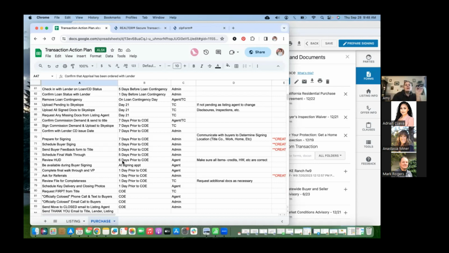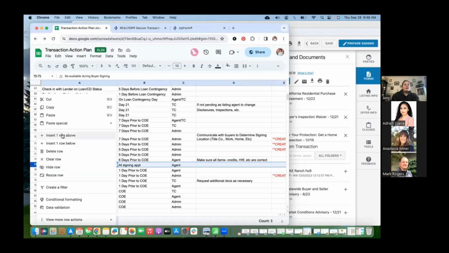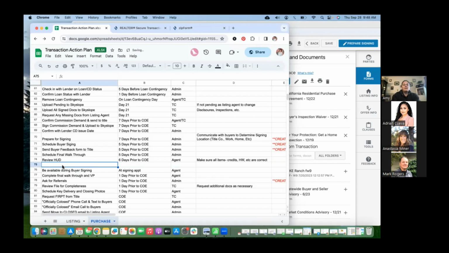Okay. This is also a good time to make sure that here we're going to insert one row above. Talk with buyers about final funds to close. Once we review that HUD and we get that estimated closing statement, we want to talk with the buyers about making sure that they know they need to get the final funds over to the title company in order to close escrow. We don't want to wait until the day that you're supposed to close.